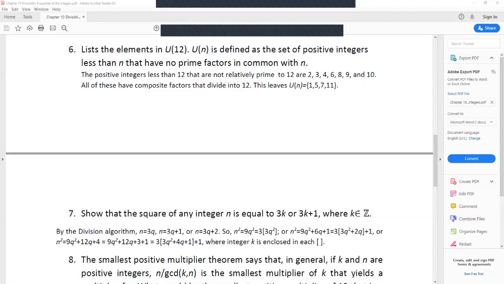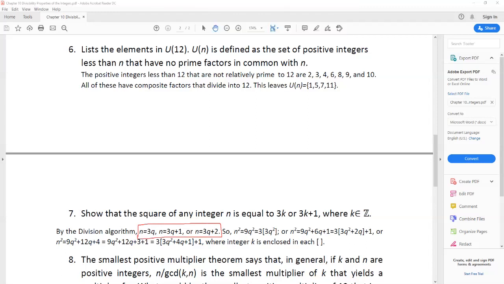If I can express any integer n in either one of these 3 ways, then I need to show that if I square any of these 3 ways, I'm going to get 3 times k, or 3 times k plus 1. Well, let's square n in the first case. n squared would be 9q squared, and I can write that as 3 times 3q squared, which would be 3k, where the 3q squared is k.